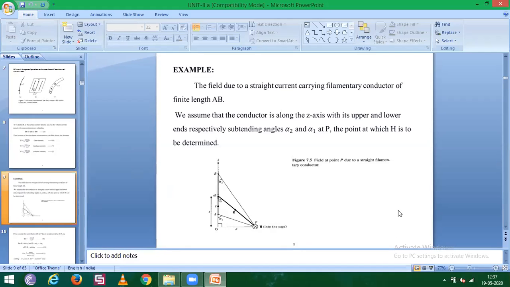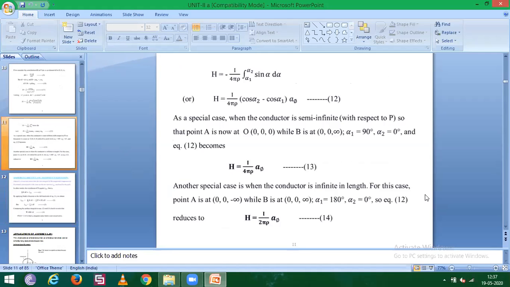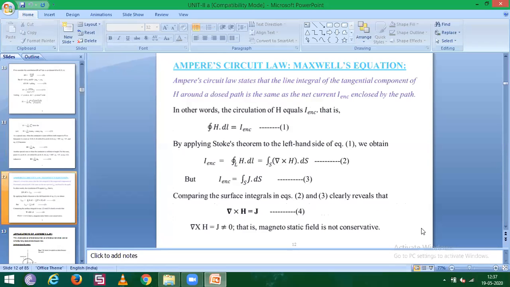So for this arrangement it is 180 and 0. For the arrangement with the side of the angle that we have taken, it will be plus 90 and minus 90. Okay, so either way, for infinite length from minus infinity to plus infinity, the value of magnetic field will be equal to 1 by 2 pi rho a phi. Whereas for any one side up to infinity, it is 1 by 4 pi rho a phi, right? The same thing can be obtained using Ampere's circuital law also, right?